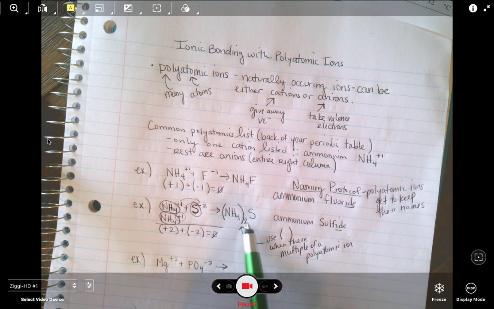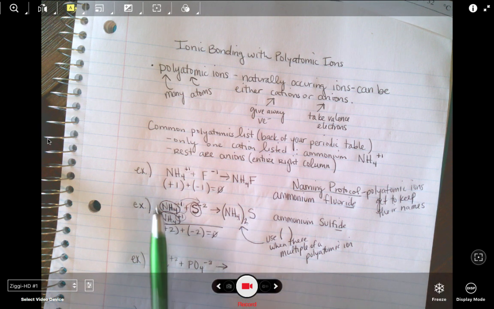And you write it exactly how you see it. So you wouldn't try to multiply or add these numbers together. This number 2, again, is just a ratio of what it took to balance the octet rule.